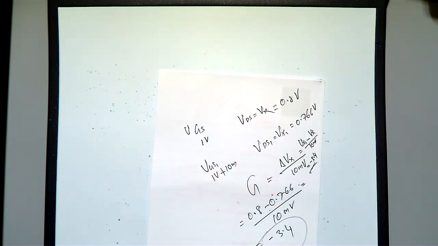When the region of operation is not known, a region is assumed. That's what we did with an intelligent guess. Then the final answer is checked against the assumption. So that's what we did here.